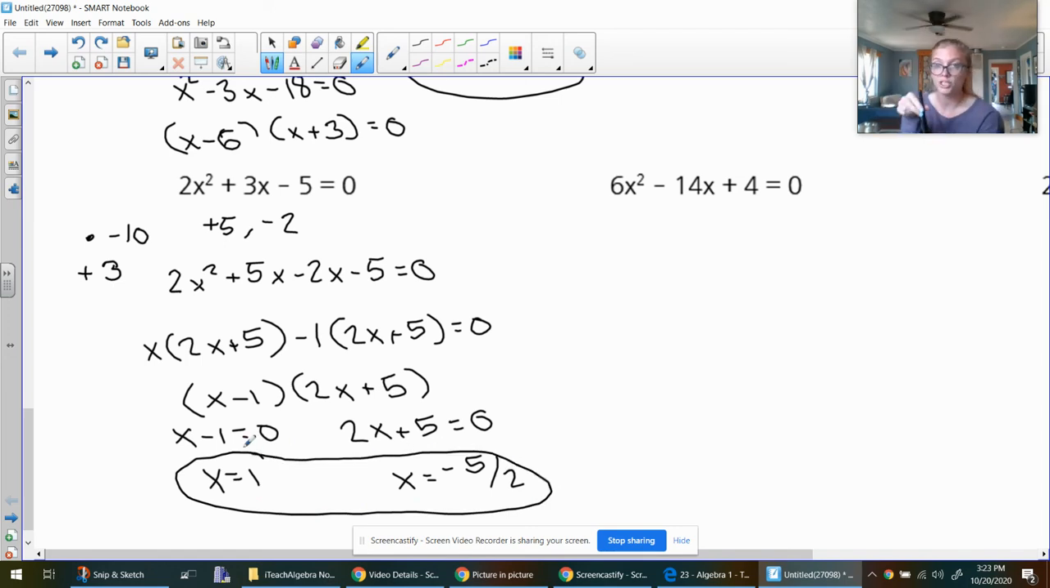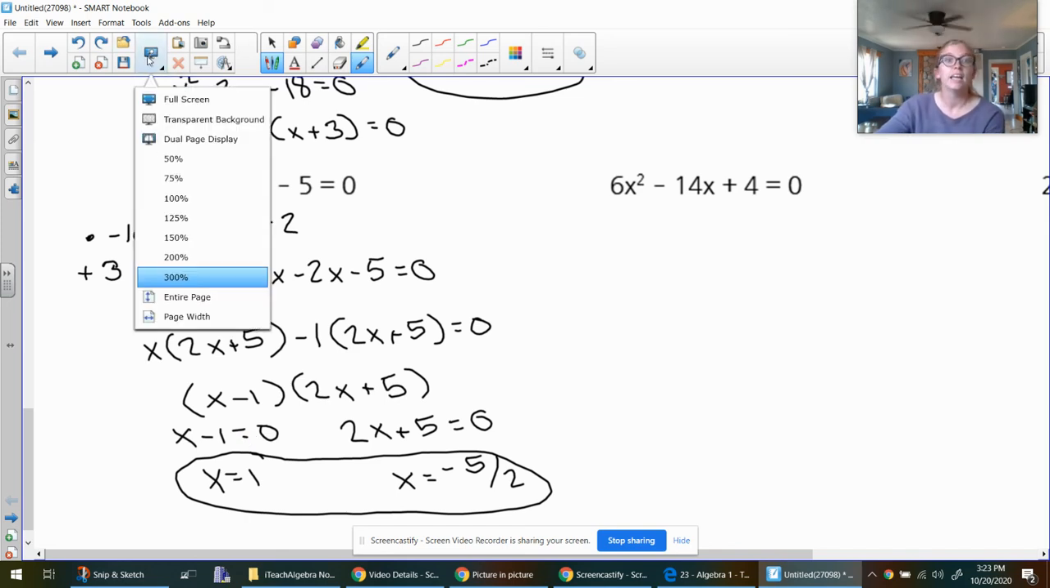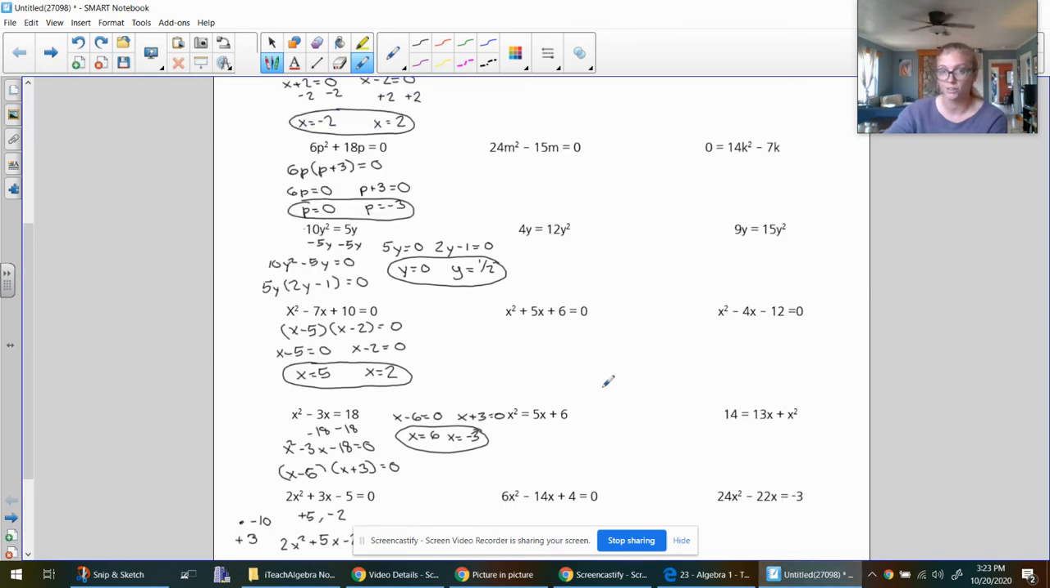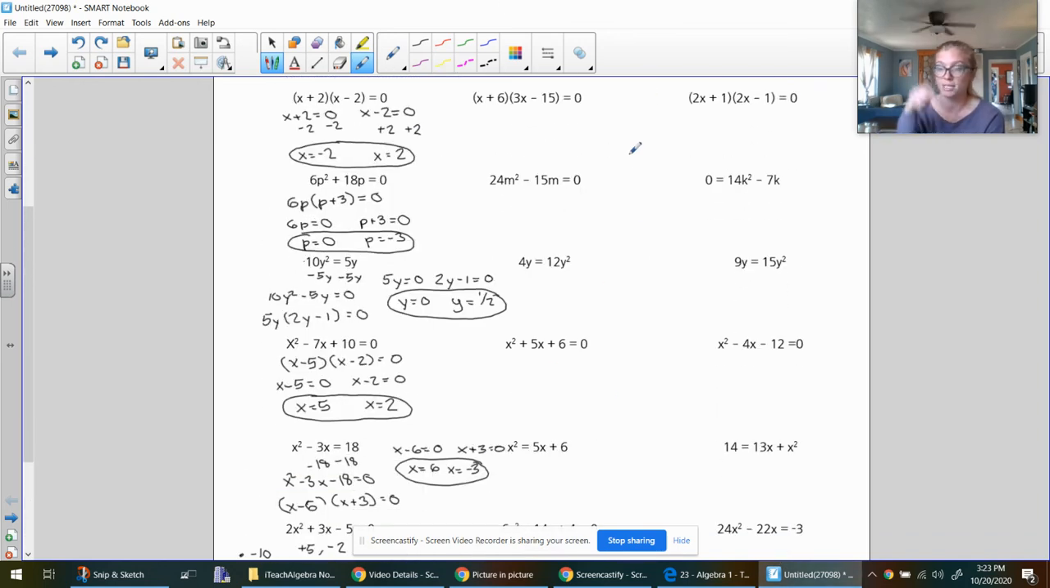Go ahead, pause your video right now, and I want you to try the rest of these examples. If you're following along on Canvas, I linked to this document so that you can see all of the examples that they're given here. So press pause now.